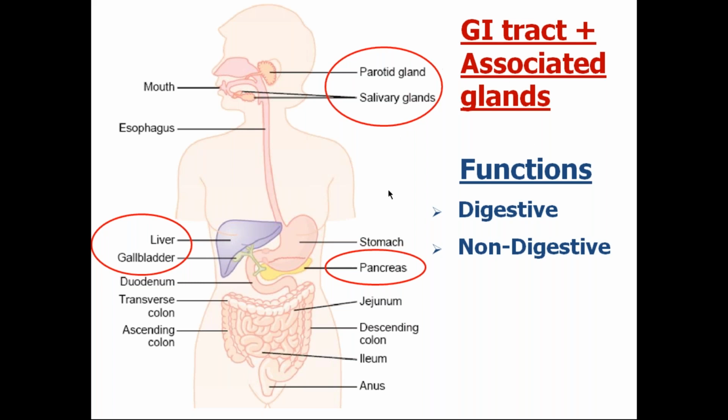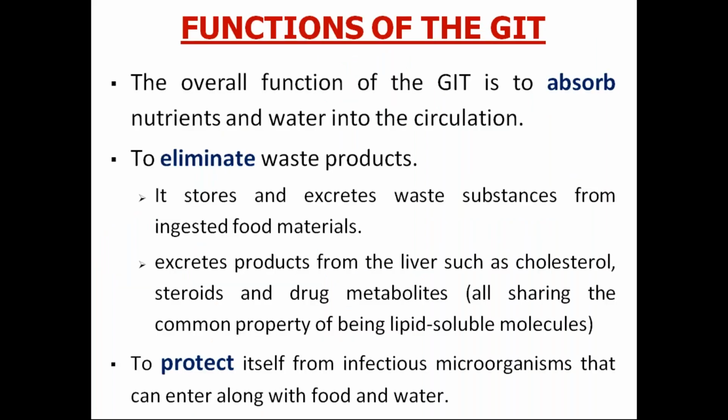By and large, the functions of this GI system, you can enumerate as digestive and non-digestive functions of the gastrointestinal system. So for the functions of the GIT, the main function, of course, all of you are familiar with, is digestion and absorption of nutrients and water. So the overall function of GIT is to absorb nutrients and water into the circulation. Nutrients, once they have been digested, would be absorbed, and the absorption will be accompanied by absorption of water.